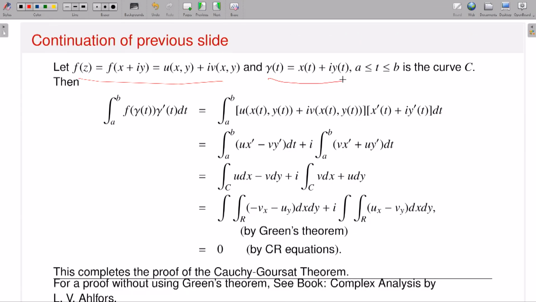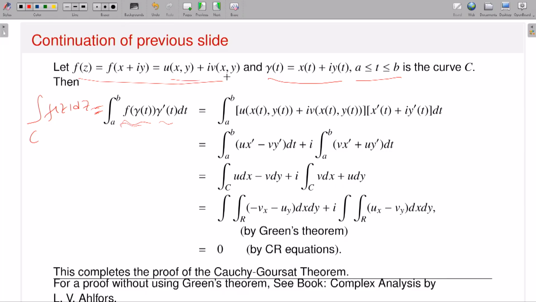So suppose this is my parameterization, gamma t, which is x(t) plus i y(t). Suppose t runs from a to b, it's a parameterization. Then what is this integration over C of f(z) dz? That is by definition the contour integration from a to b of f of gamma t, gamma prime t dt, right? That's by definition.